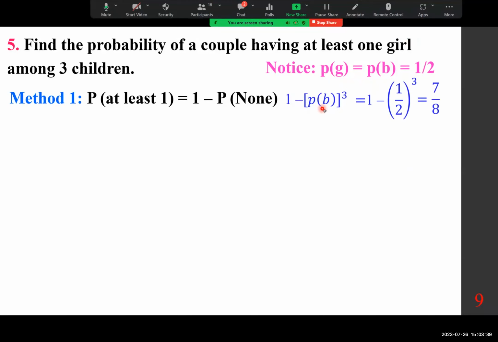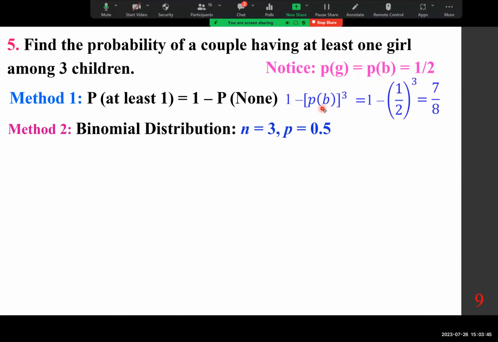And of course, you can change it to a percentage or decimal if they ask you. The second method is to use binomial distribution. Why is it binomial? Because there are two outcomes. So if n is 3 and p is 0.5, again, we are assuming it's 0.5. We're dealing with the binomial distribution, and we are saying at least one girl.